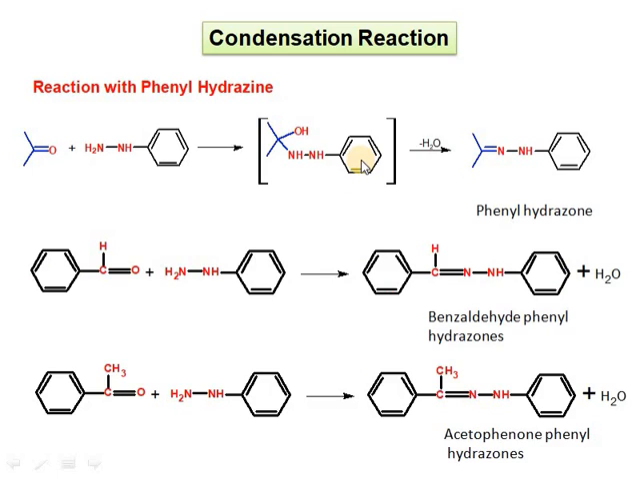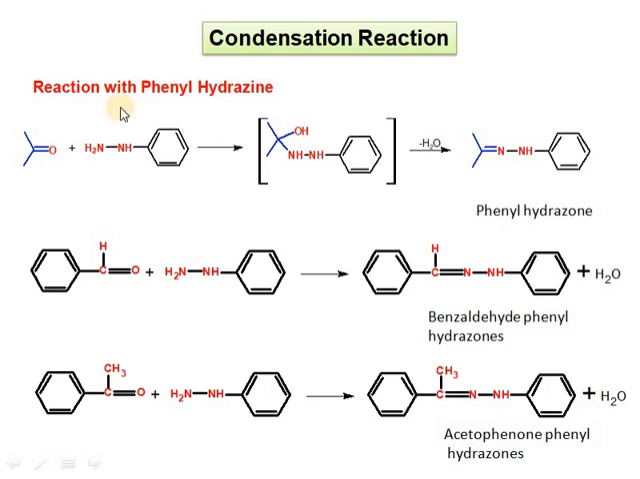Now the next type of reactions we have here are condensation type reactions. Condensation type of reaction means that two molecules are condensed with each other, two different molecules. So the first type of reaction we see here is the reaction with phenylhydrazine. This is phenylhydrazine, C6H5NHNH2.